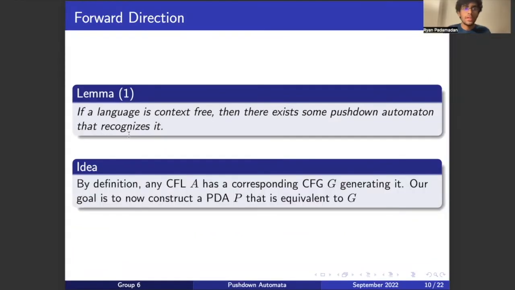Thank you, Simon. The forward direction of the lemma states that if a language is context-free, then there exists some pushdown automaton that recognizes the language.